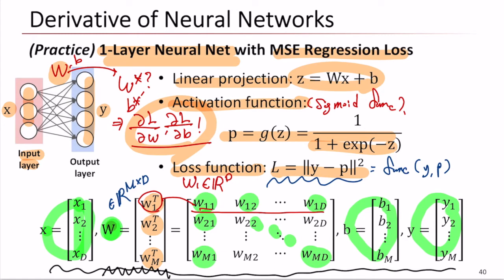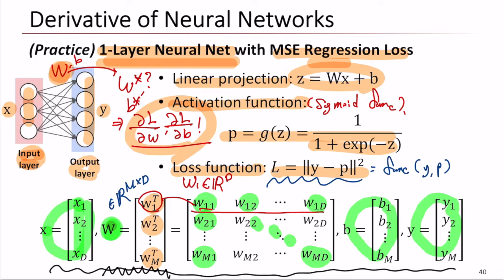So this is Lecture 4. Today we will see how to derive the loss gradient in a neural network, and we will see a few examples of how to train your neural network. In practice, we consider the one-layer neural network with the MSE regression loss, right? It consists of the input layer, which is a 3x1 vector, and the output layer, a 4x1 vector.